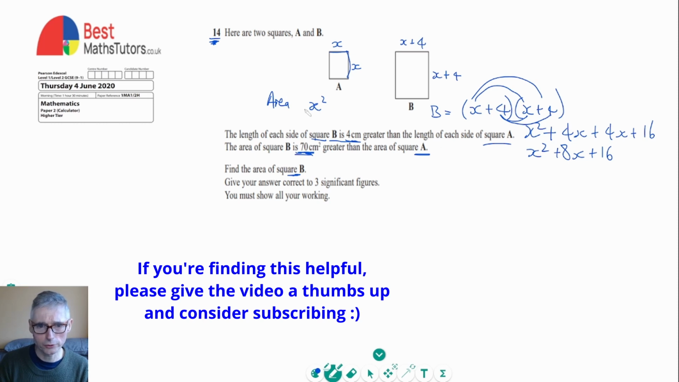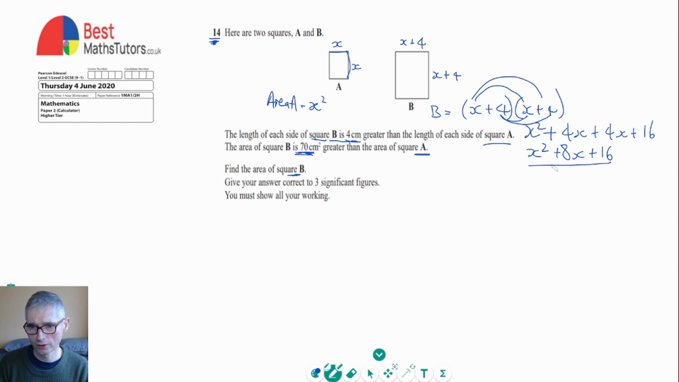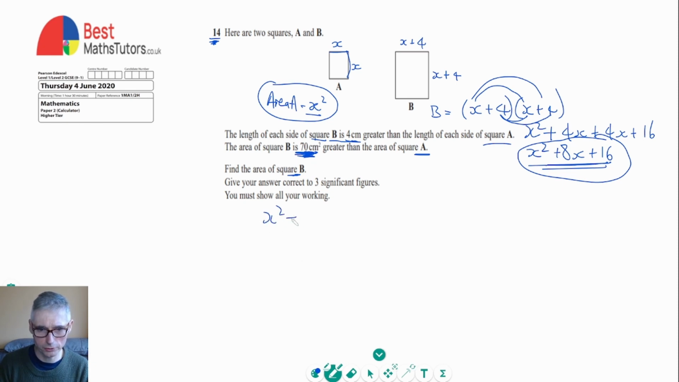And what we know, so we've got the area A here is equal to x squared. The area B is equal to this expression. And we're told that the area of B is 70 greater than area A. So that means if we were to take this area away from this one, we would actually get 70 centimeters squared. So I'm going to do that. So I've got x squared plus 8x plus 16, and I'm going to take away from it the area that is A, so x squared, and I'm going to make that equal to 70 centimeters.